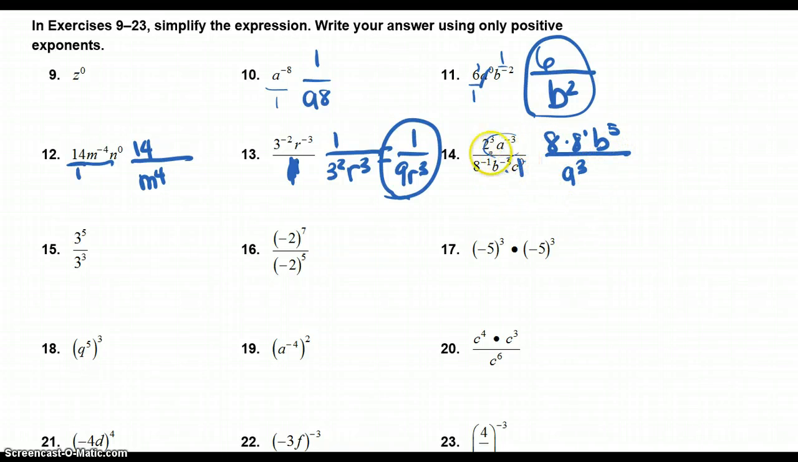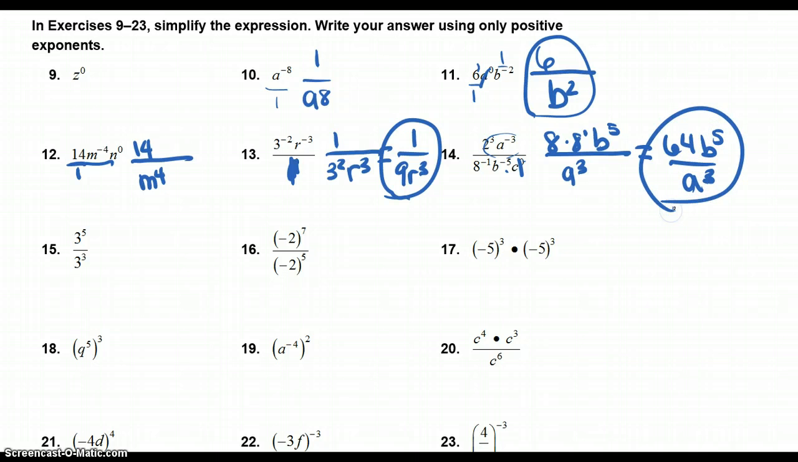B to the negative fifth was unhappy in the denominator, so it becomes b to the positive fifth in the numerator. Go ahead and clean it up a little by doing 8 times 8 is 64, b to the fifth over a to the third. Circle and finished.